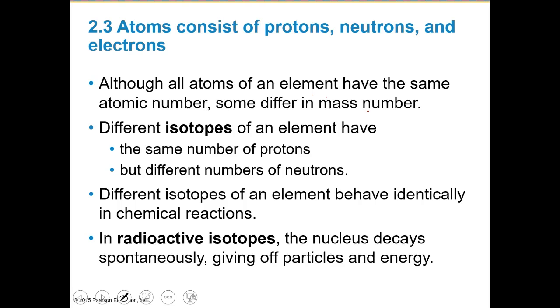So think about it. All right, so different isotopes of an element have the same number of protons, but differ in the number of neutrons. Okay, that's what I was getting at with the little lithium guy earlier. So different isotopes of an element behave identically in chemical reactions. So they do the same thing.